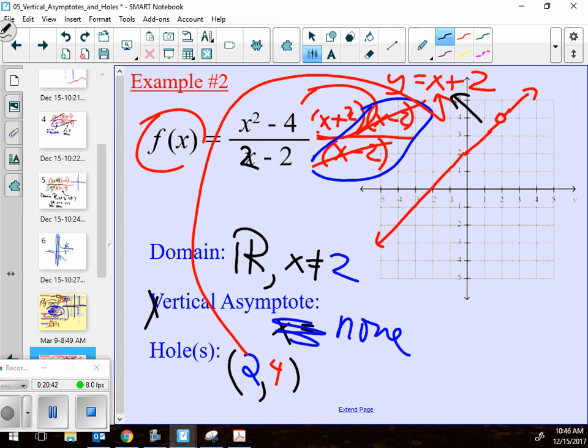And 2 would make a hole in the function, and that is considered not part of the function. That means it doesn't work right at that spot. So the domain is what works. Everything works except x cannot be 2. Any other part you want explained?